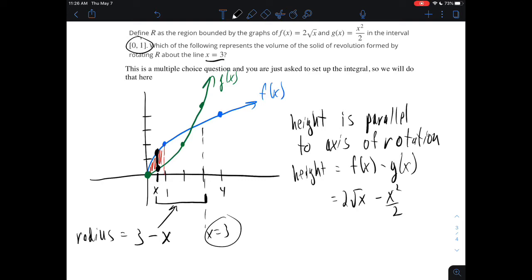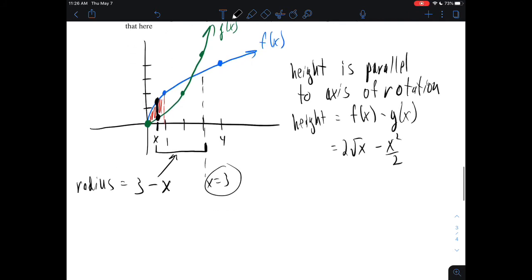So keep this in mind with height and radius. We're using subtraction, and it's either top minus bottom or right minus left. That's an easy way to approach all of these. Okay, so then my volume is the integral from a to b, those are my limits of integration, times 2 pi times the radius times the height.